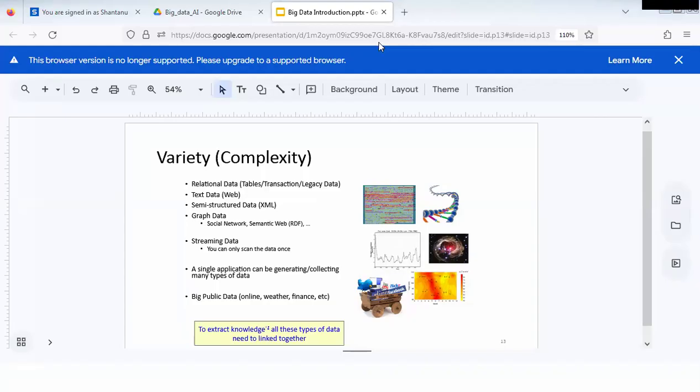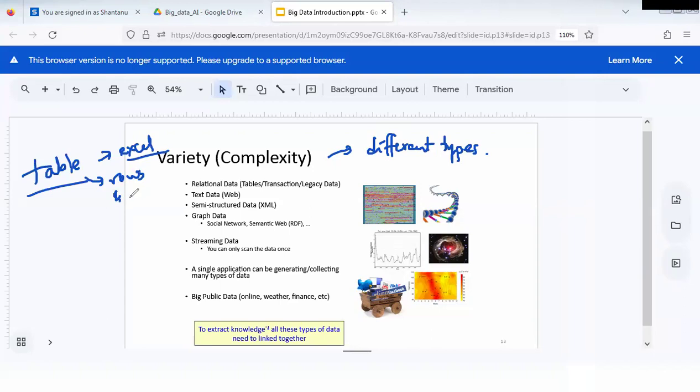So when we are talking about complexity of the data, it means different types of data. One is relational data like tables. Table data is kind of like an Excel file. There are rows and columns. Basically in a table there are always rows and columns. Then there is text data, which is in emails or websites and all that, like simple free text. Simple text in paragraphs, or documents, or books. Flow of text data.